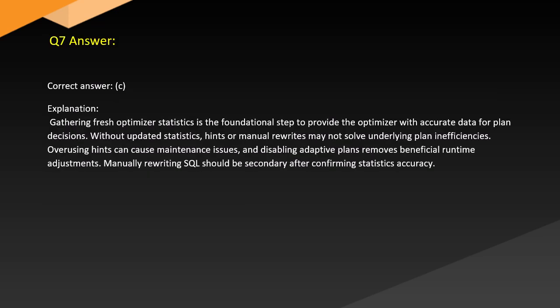Answer. Correct answer: B. Explanation. Gathering fresh optimizer statistics is the foundational step to provide the optimizer with accurate data for plan decisions. Without updated statistics, hints or manual rewrites may not solve underlying plan inefficiencies. Overusing hints can cause maintenance issues, and disabling adaptive plans removes beneficial runtime adjustments. Manually rewriting SQL should be secondary after confirming statistics accuracy.